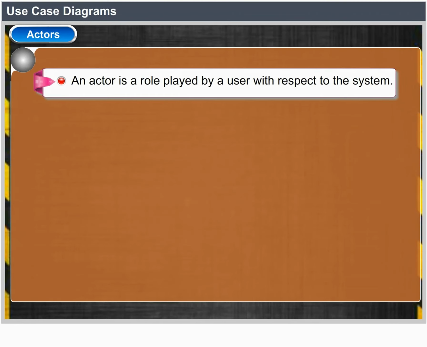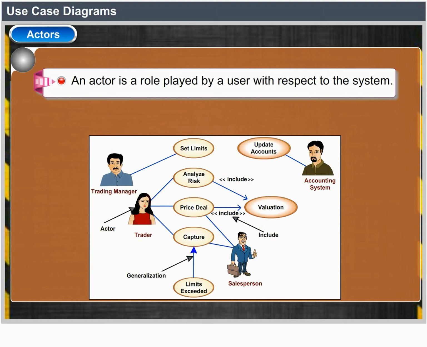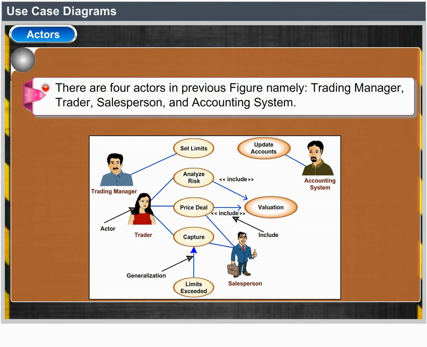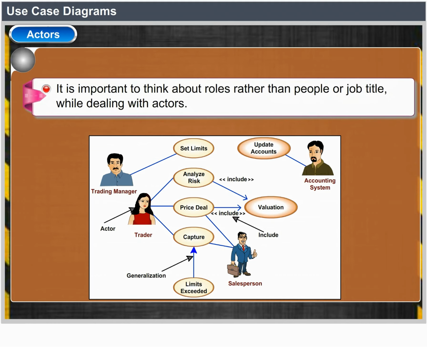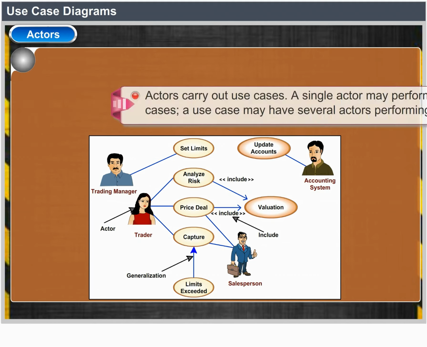Use case diagrams. Actors. An actor is a role played by a user with respect to the system. There are 4 actors in the previous figure, namely trading manager, trader, salesperson, and accounting system. Though there are many traders in the given organization, they all play the same role. A user may also play more than one role. It is important to think about roles rather than people or job titles while dealing with actors.